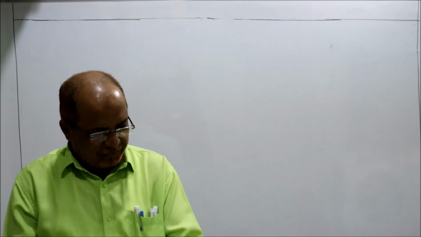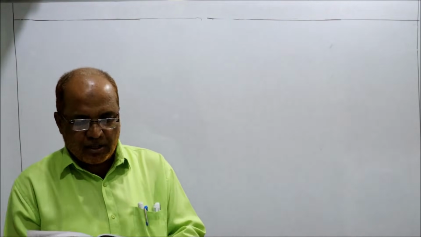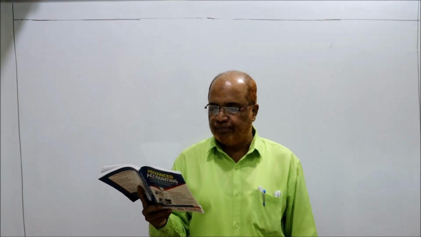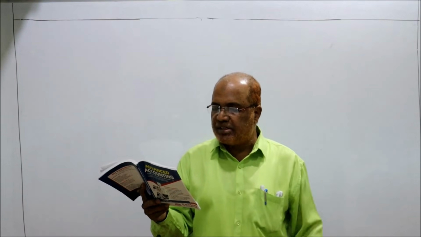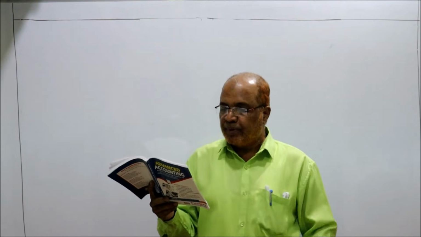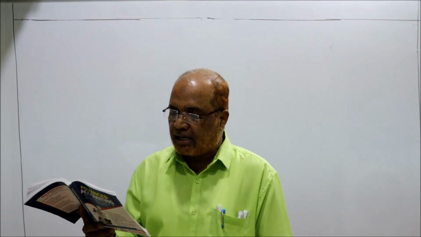Next, 15th problem. A, B and C were in partnership sharing profits in the ratio of 5:3:2. B retired from the firm, from the business. For the purpose of B's retirement, goodwill of the firm is valued at 21,000. Give journal entries on the assumption that the continuing partners decide to wipe off goodwill account from the books.